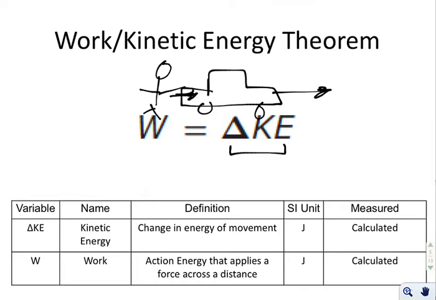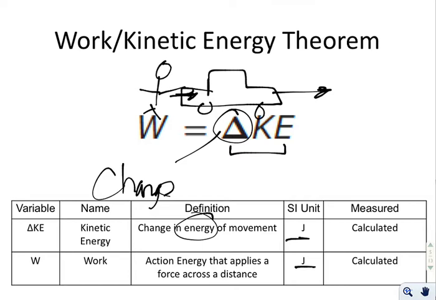So, this delta KE, first of all, anytime you see the term delta, remember that means change. So in our case, delta KE stands for the change in kinetic energy. It is an energy. Just as all energies are measured in joules, this one is measured in joules. The kinetic energy cannot be measured directly. It's got to be a combination of two measured things. So because of that, we say that it is actually calculated, just like work is calculated. So let's take a look at this first one.